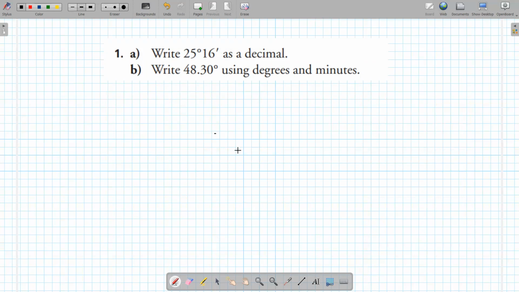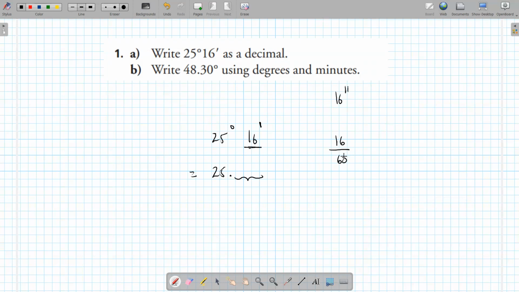Let's do a quick example. 25 degrees, 16 minutes. It says write this as a decimal. Well, it's going to be 25 point something degrees. Now the question is, what is this decimal value here? It's very simple. This is in minutes. If there was a double apostrophe, it would be in seconds. How many minutes are there in an hour? There's 60. So for this decimal value, you take this number, 16, and divide it by 60.